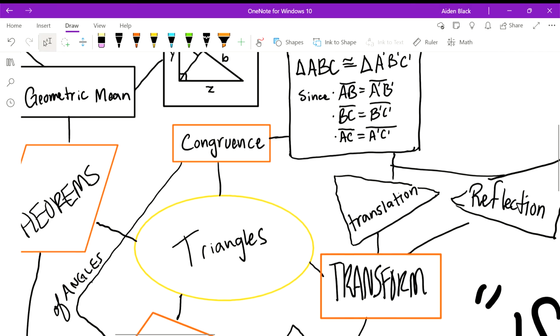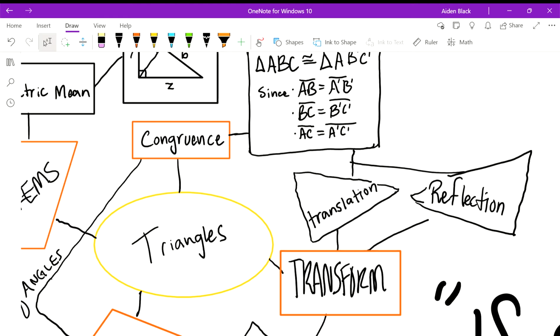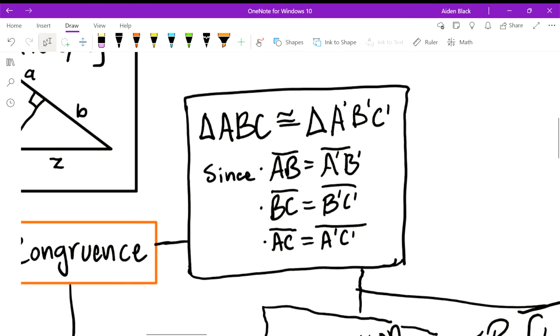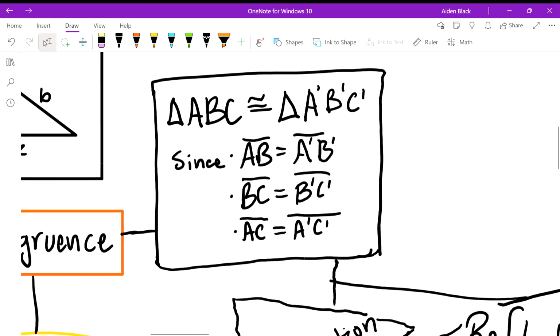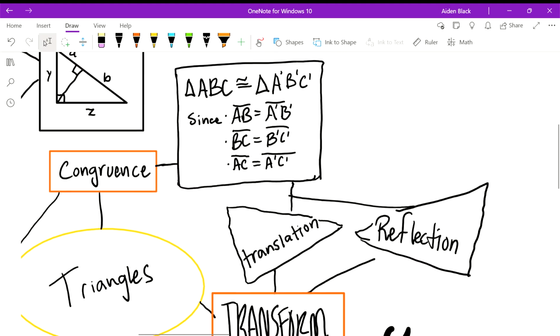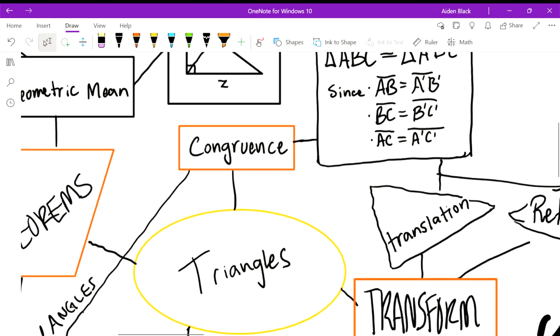So I started with congruence because that's what we knew about first. We knew if we use transformations, such as translation and reflection, we would end up with congruent triangles, right, where all the lengths remain the same. So it doesn't change size proportionally. Each side length remains exactly the same, which would keep it congruent.